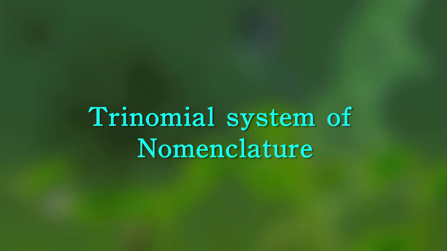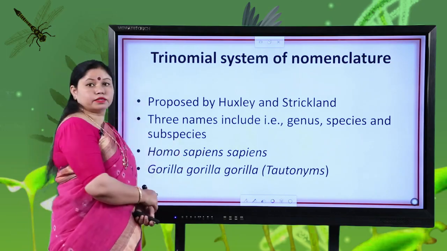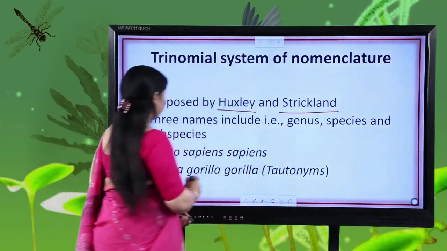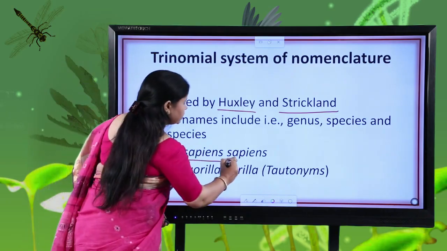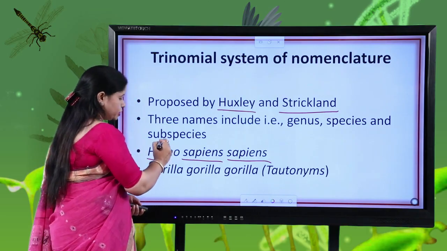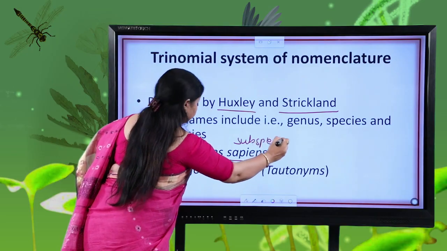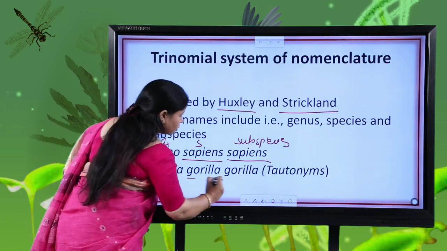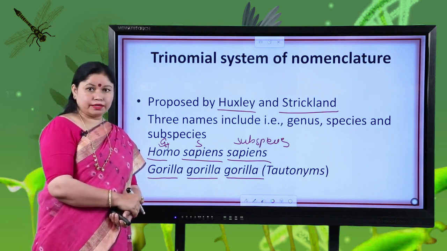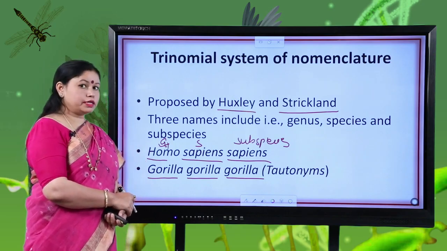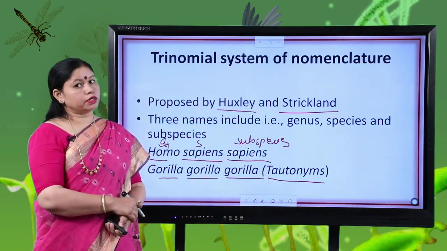There is another kind of system, the trinomial system of nomenclature, which says any scientific name should consist of three words. This system was proposed by Huxley and Strickland. There should be three names in any biological name. For example, Homo sapiens sapiens. The first word represents the genus, the next represents the species, and the last one represents the subspecies. Another example that we can take is Gorilla gorilla gorilla. One thing you might be noting is that the genus, species as well as subspecies have the same name. Such biological names where genus, species and subspecies are all the same are called tautonyms. Tautonyms are accepted in the case of animals but not in the case of plants.